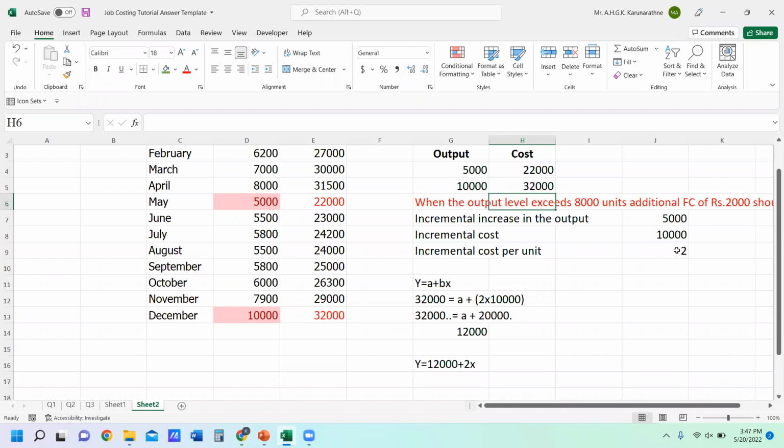Then what happens? Then you need to be careful. We know the output level has increased from 5,000 to 10,000. So the incremental output is 5,000. The output level has increased by 5,000.